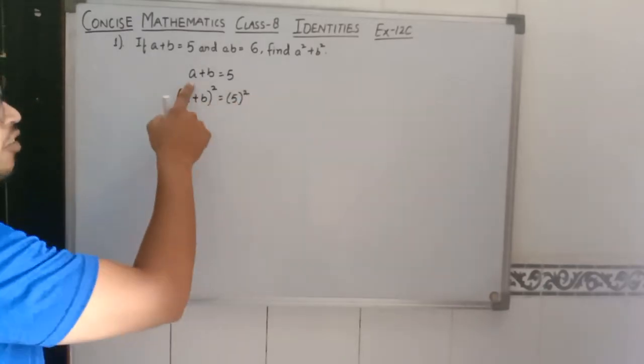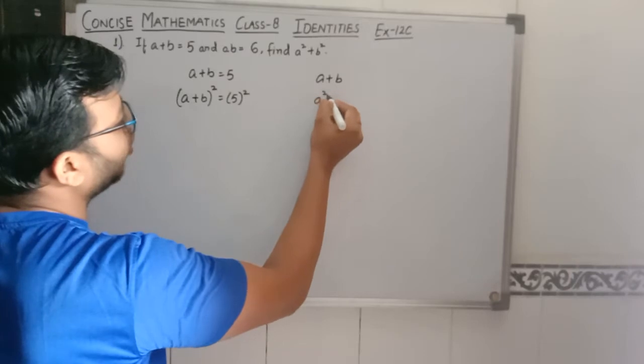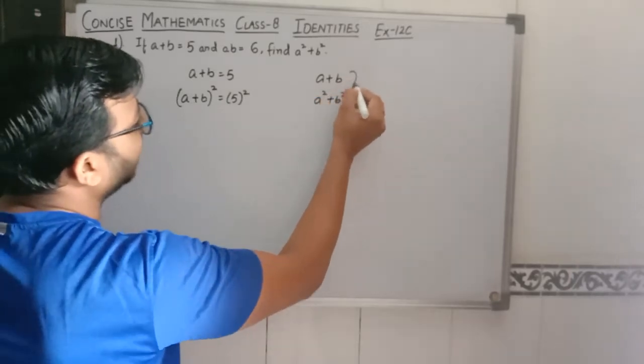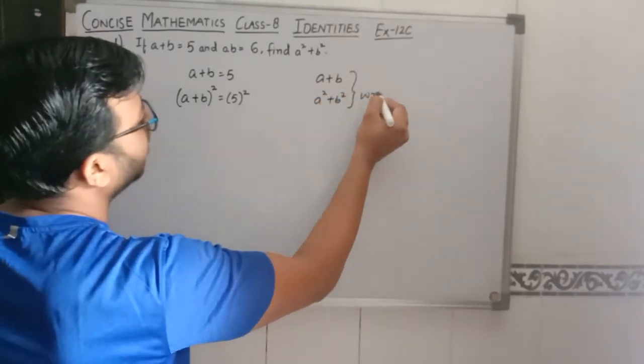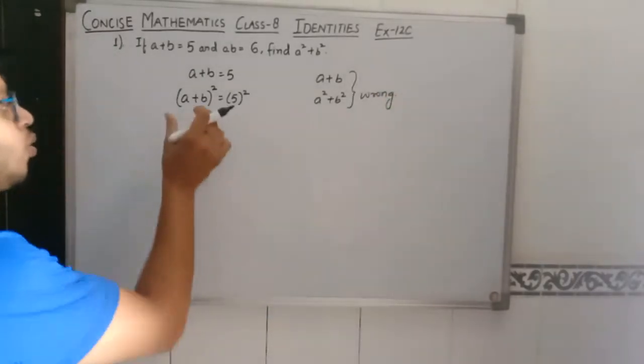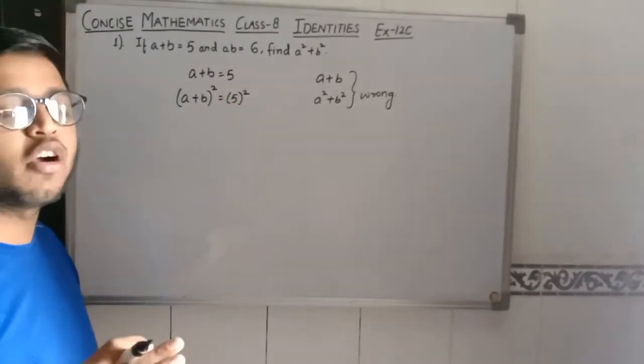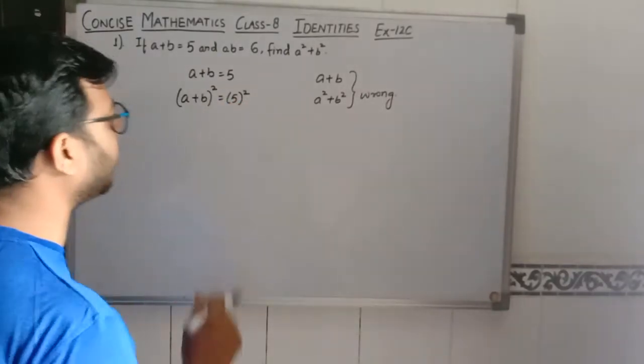Always remember that if a plus b is written and directly you write a square plus b square, that is totally wrong. This step we cannot do. We have to square the whole term only. Then only it is, according to mathematics, a correct step.